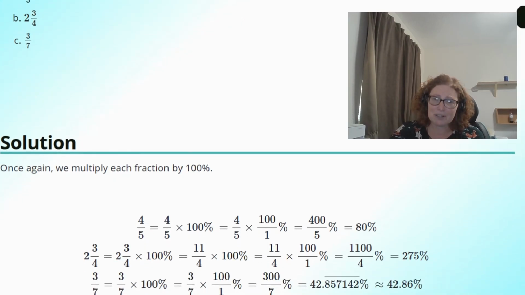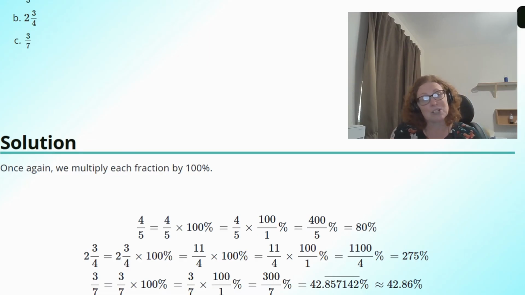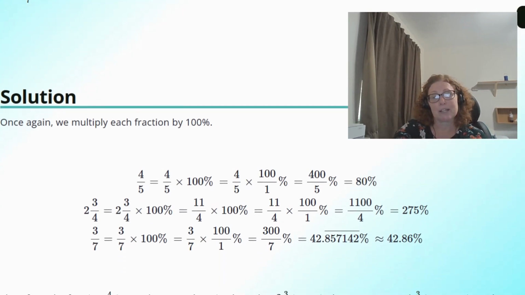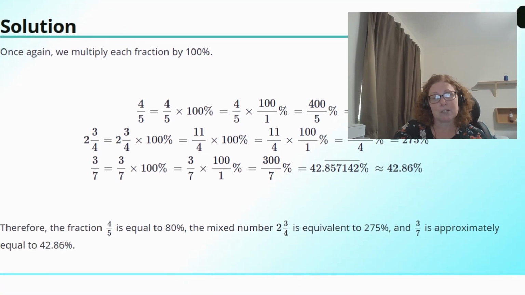2 3/4, we change that to the improper fraction. So 2 times 4 is 8, plus 3 is 11 over 4, which gives us that 11 over 4 times 100 over 1%, and we end up with 275%.